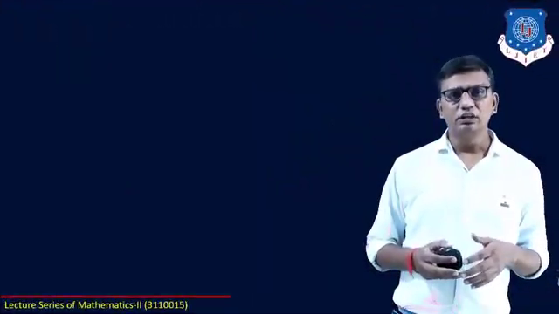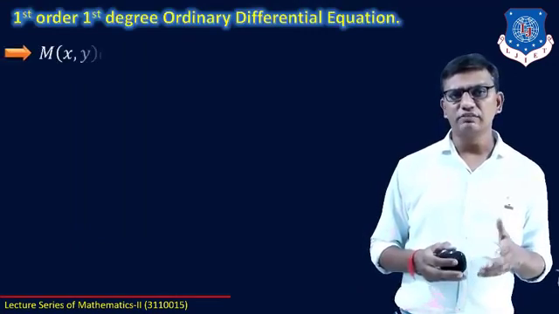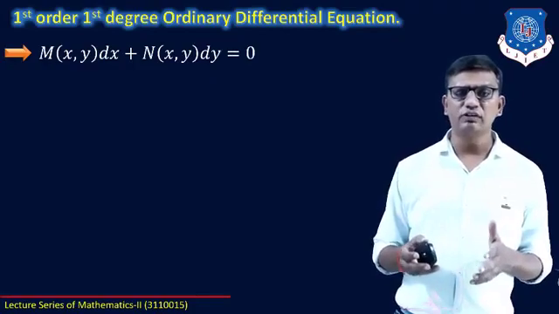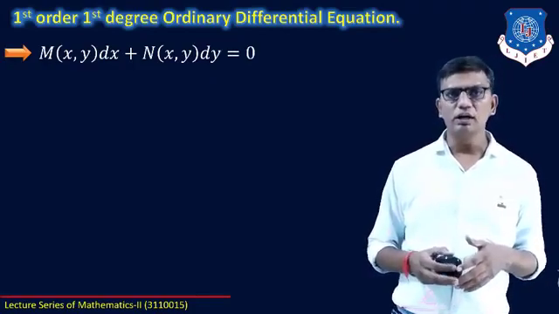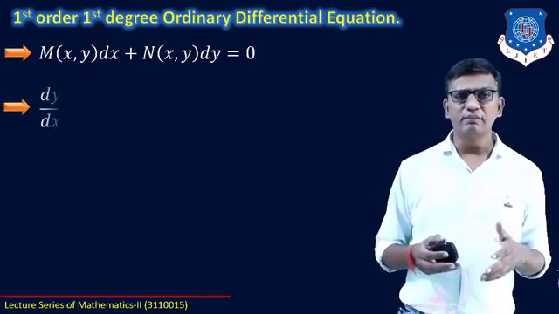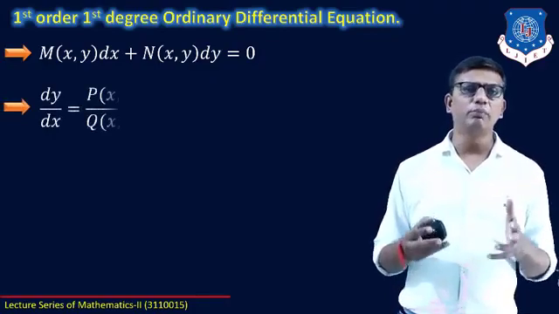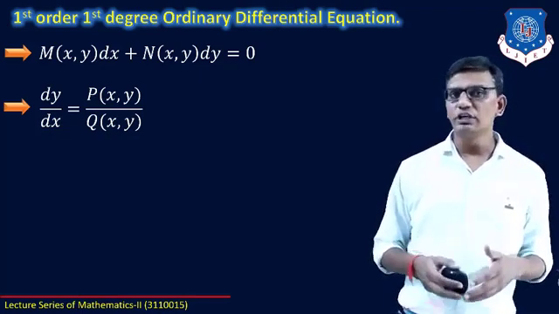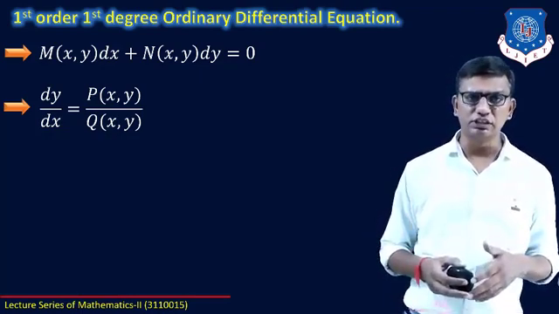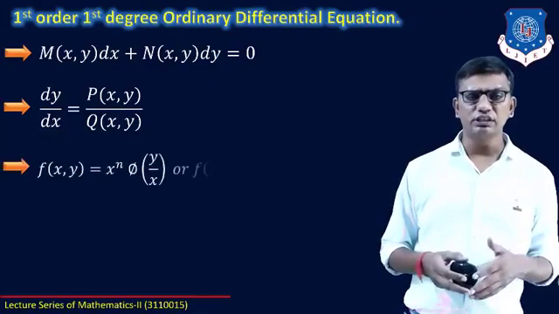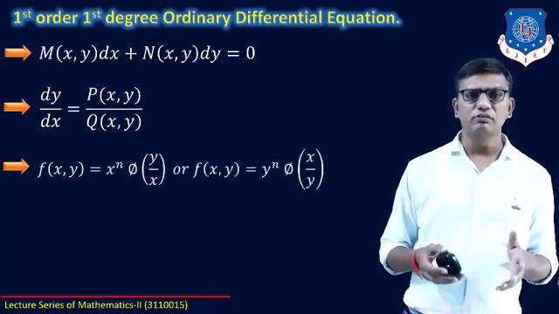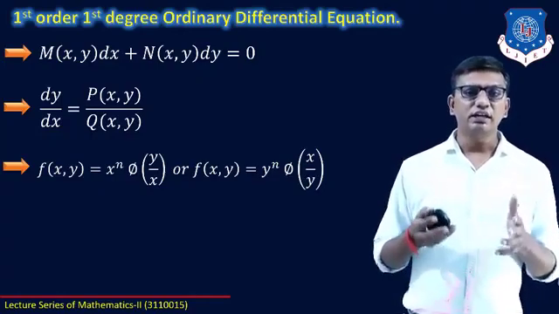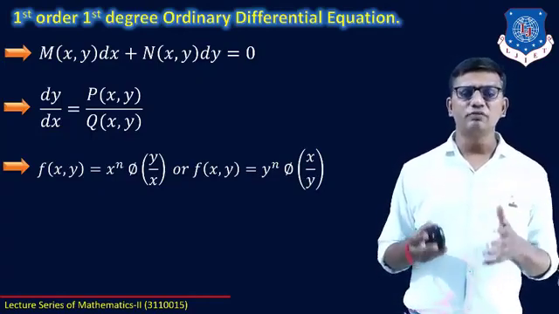Here, first of all, what is the first order, first degree differential equation? It is of the type M of x,y dx plus N of x,y dy equal to 0, or it can be rewritten as dy by dx equal to P of x,y upon Q of x,y. Also, we say first order first degree homogeneous differential equation, and the homogeneous function looks like f of x,y equal to x raised to n phi of y by x, or f of x,y equal to y raised to n phi of x by y.